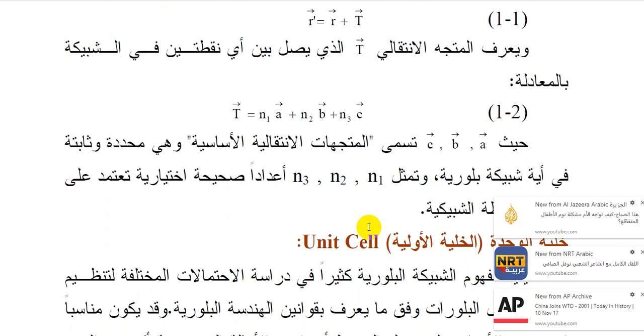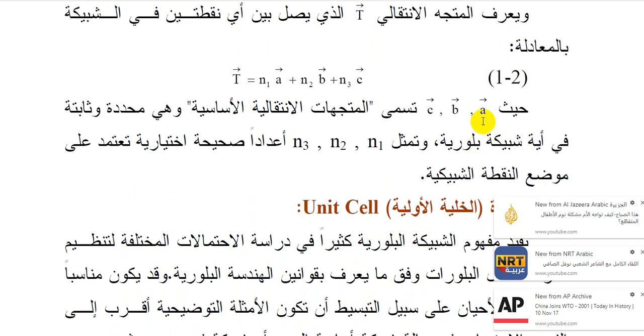Where a, b, c are called the fundamental or principal translational vectors, which are definite and constant in any crystal lattice system. And n1, n2, n3 are integers, dependent on the lattice point position.